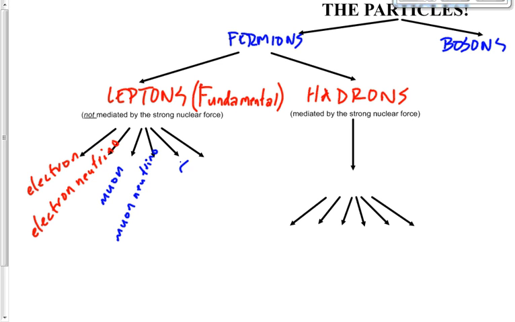There's the tau, and there's the tau neutrino. Again, what you need to know is in red. The other stuff is just for perspective. So there's 6 of these particles here. 6 of these fundamental particles that are not mediated by the strong nuclear force that we call leptons. Plus, their antiparticles.